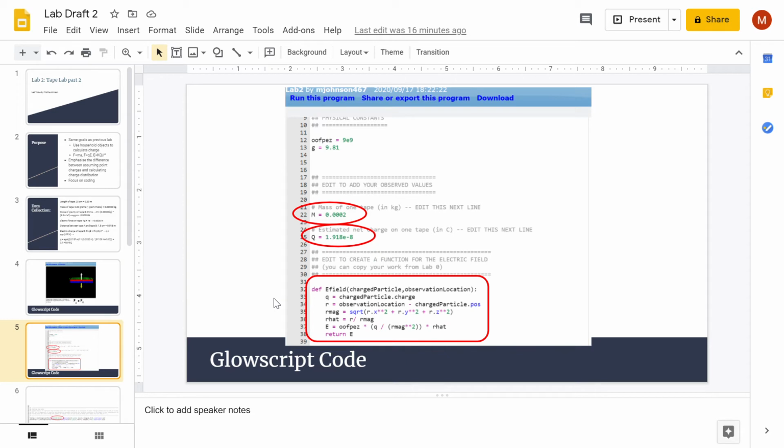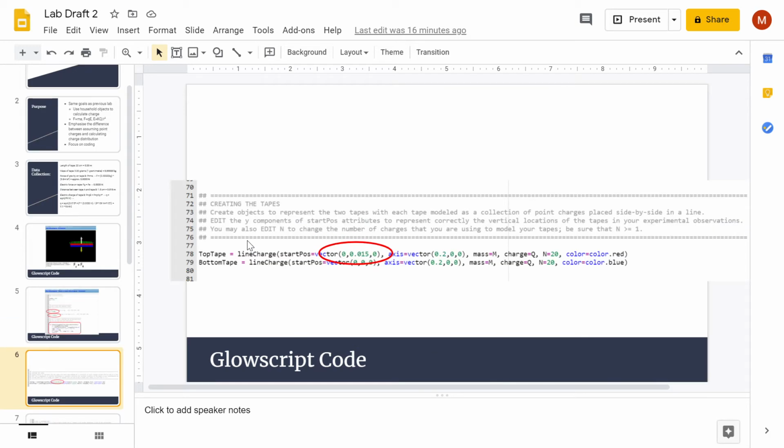So within the code, I put in the mass of the tape, which was 0.002 kilograms. I put in Q, which was the charge of each individual piece of the tape. And I entered my function to calculate what the electric field would be for each piece of the tape. As you can see, between the top tape and the bottom tape, there is a distance of 0.015 meters, which would be the unit, and that represented the space in between the tapes as the top one was floating above the bottom one.